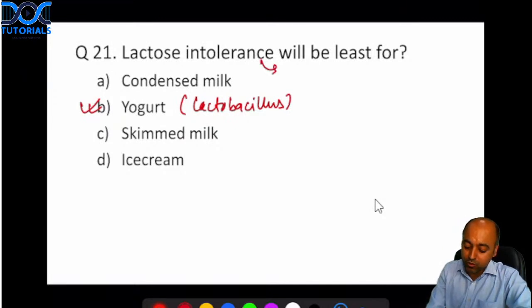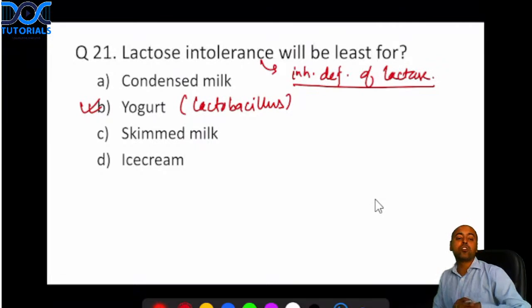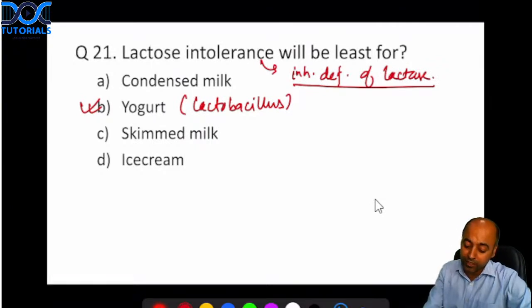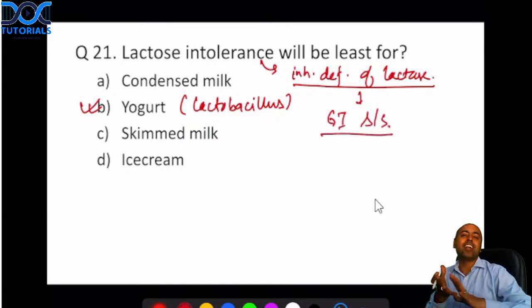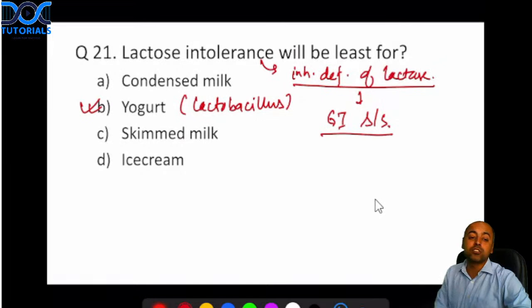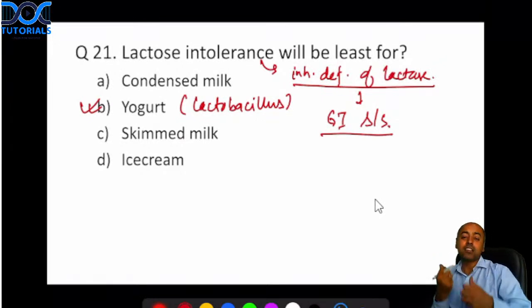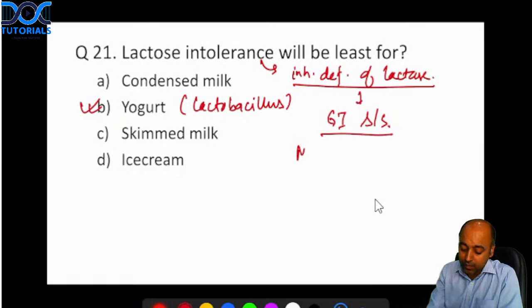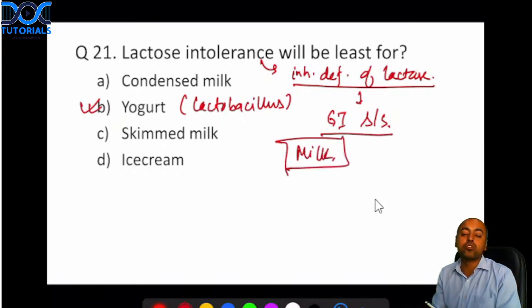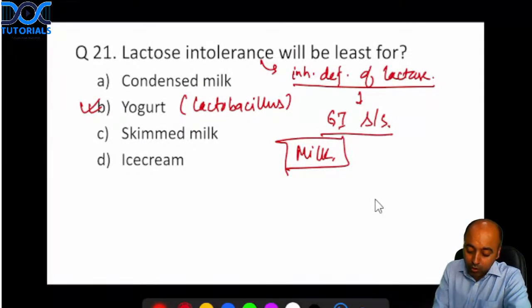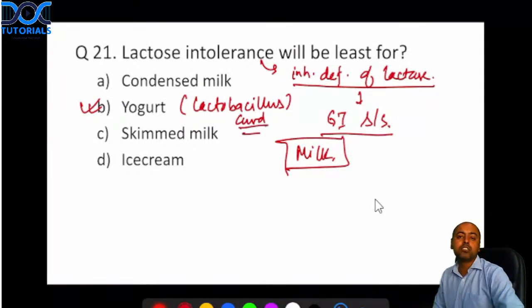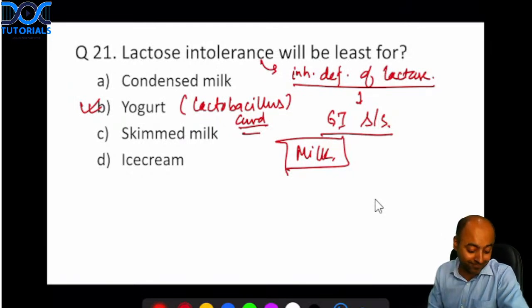Lactose intolerance is due to the inherited deficiency of the enzyme lactase, which is responsible for metabolism of lactose. So if inherited deficiency is there, then you will have the GI signs and symptoms: bloating, flatulence, abdominal cramp, diarrhea. All these things will be there in case of lactose intolerance when the lactose is consumed, in other words, when the milk is consumed. Exception being substances where lactose is less in amount, particularly yogurt, you can even have curd. These substances will not have lactose.